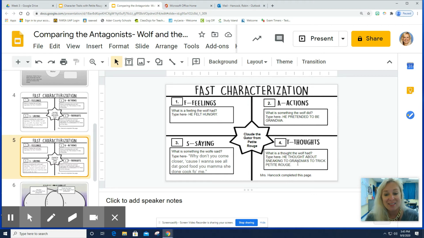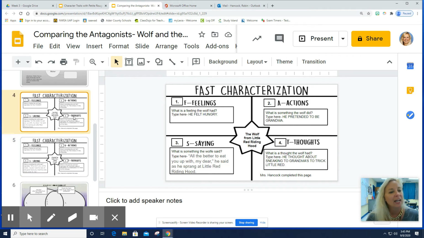So Claude the Gator and the wolf were really similar in how they felt, the actions that they took, and the thoughts that they had. The only difference is that the wolf said something different than the gator. The wolf said, "All the better to eat you up with." And it seems like Claude the Gator was more interested in the food that Petite Rouge had instead of actually eating Petite Rouge. So that would be a difference.